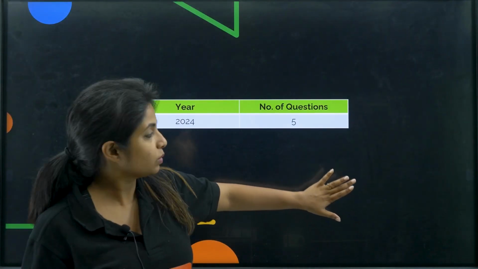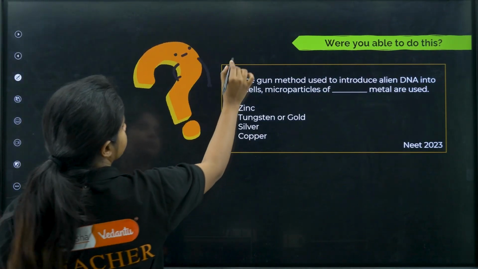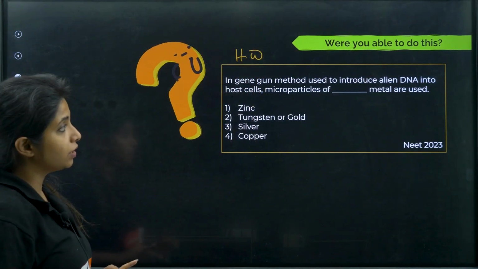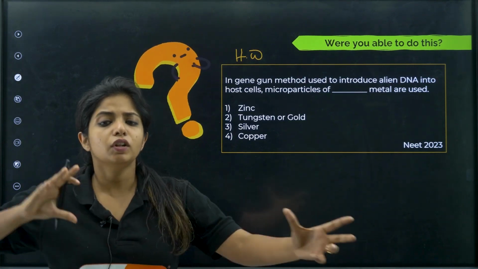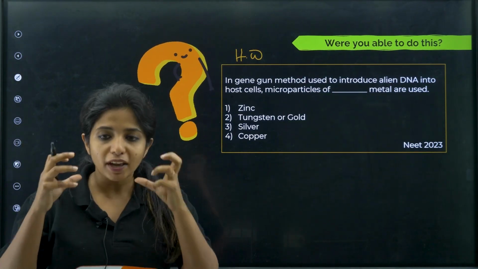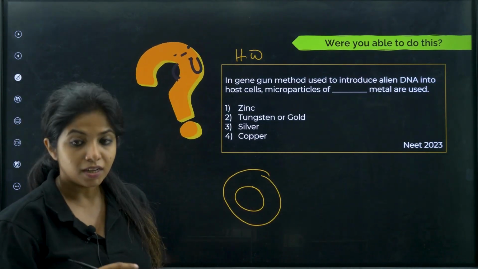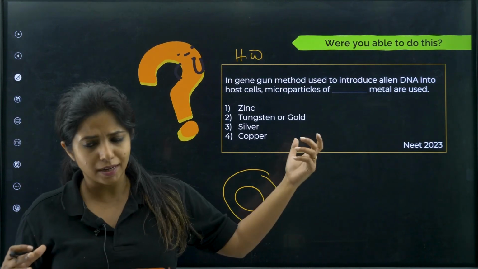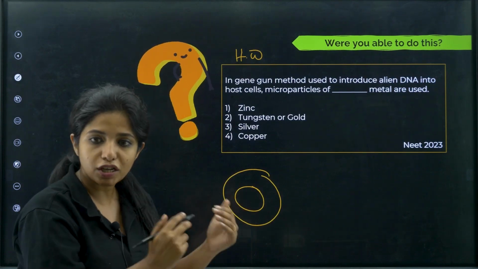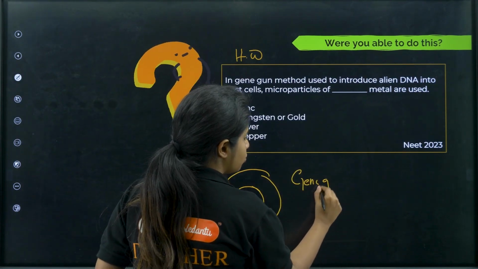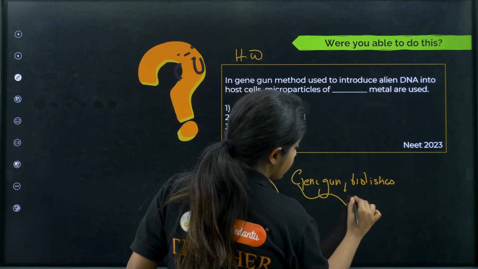The number of questions was 5, and I remember giving you a homework. Let's see who all got it correct. In the gene gun method used to introduce alien DNA into host cells, with lots of velocity certain microparticles are inserted into the cell and also inside the nucleus. These microparticles are made up of some metal and are coated with DNA. Once they get inside, they pass down the DNA. This is known as gene gun, or biolistics. This is done in the case of plant cells.